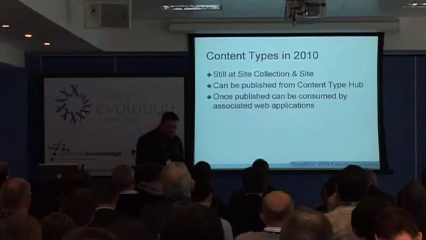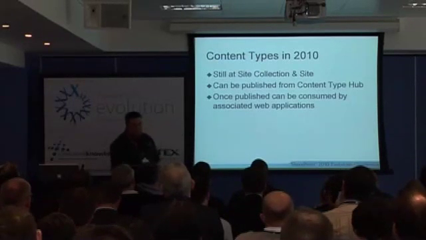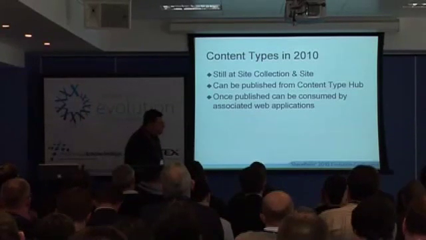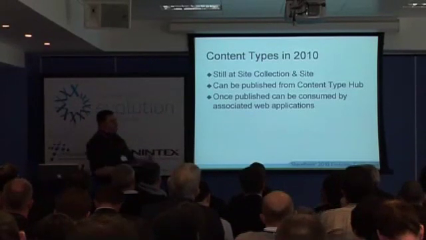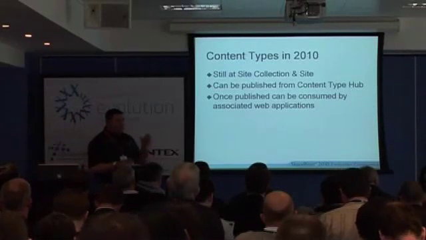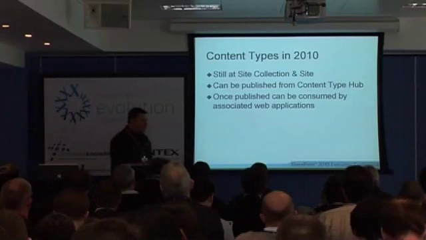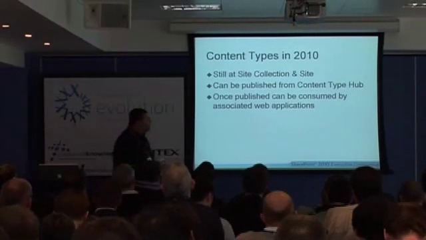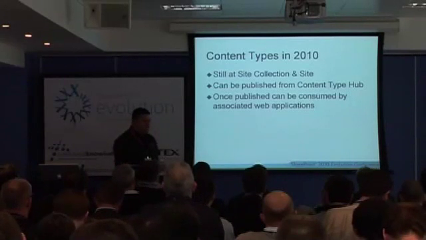What's been introduced in 2010 is we have a new site collection called the Content Type Hub. Content Type Hub in reality is just a normal site collection that has a content type publishing feature switched on for it. Yeah. From that content type hub, I can then publish content types to the organization.